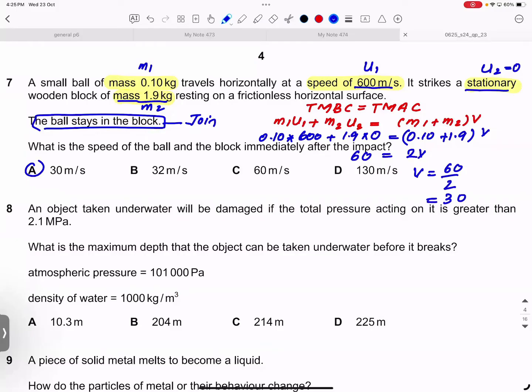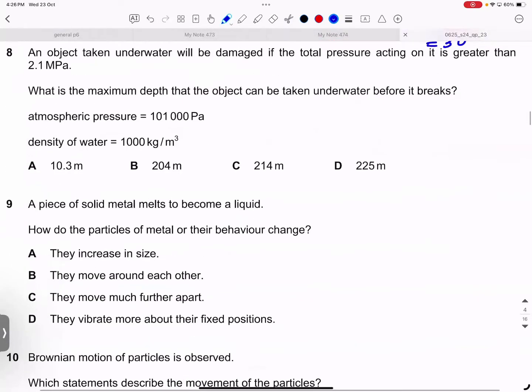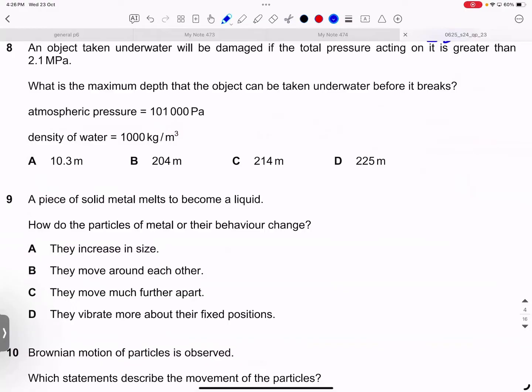Question number 8. An object taken underwater will be damaged if total pressure acting on it is greater than 2.1 MPa. This M is the capital M, which means mega. Mega is 1 million or 10 to the power 6 pascals. So if the pressure exceeds 2.1 megapascal, the underwater object will be considered damaged. What is the maximum depth? Depth means H, you want to find.